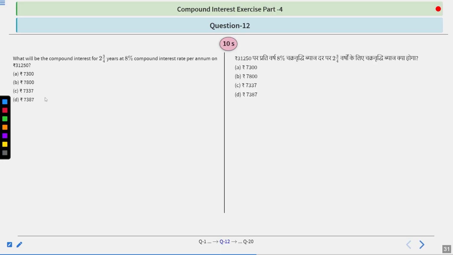Next, what will be the compound interest for 2 and 3 upon 4 years at 8% compound interest rate per annum on rupees 31,250? And the options are: option A, rupees 7,300; option B is rupees 7,800; option C is rupees 7,337; and option D is rupees 7,387. These are the options.